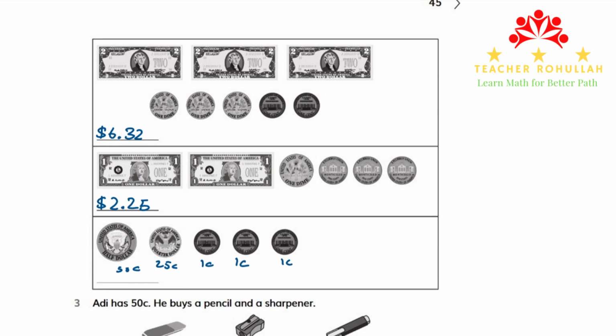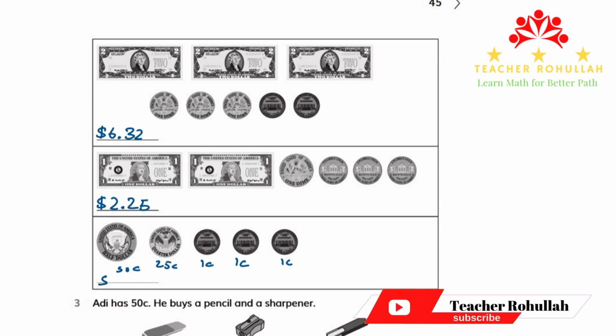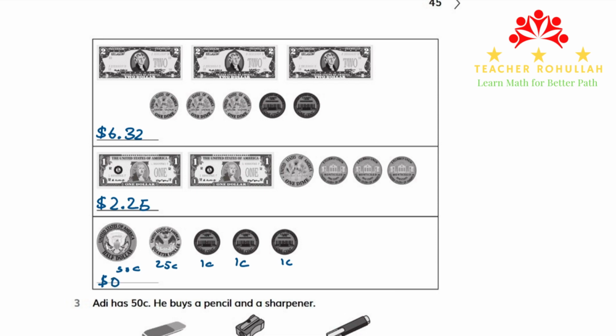So 50 cents plus 25 cents is 75 cents. 75 plus 1 is 76, 77, and 78. So the amount here is 78 cents. Because we are asked to use decimal point, I will give the dollar sign, $0.78. This is how we can use decimal point to write dollars and cents. Let me scroll down to move to question number 3.